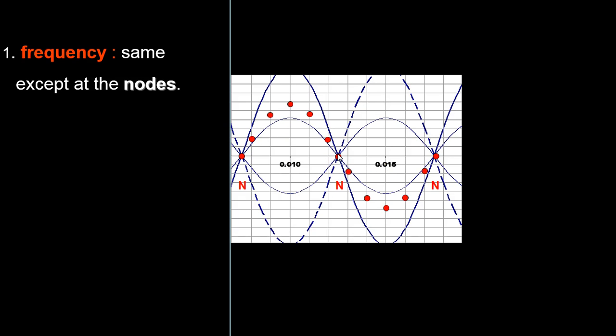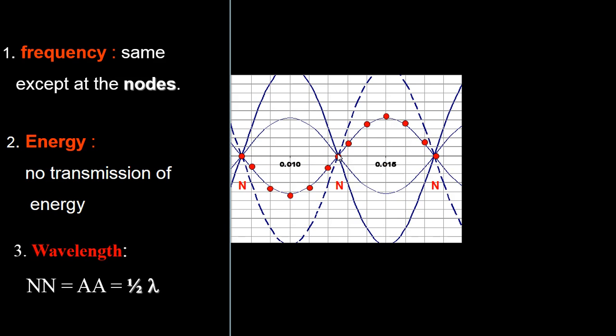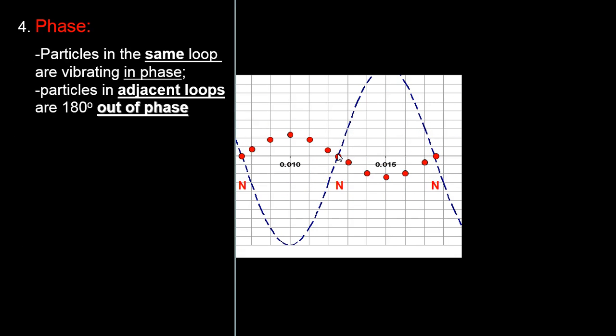Okay, next characteristic, so this is F. E. E stands for energy. There's no transmission of energy. Because the wave is not moving forward, neither is it moving backward. So the energy is just trapped within the wave. So it's inside there. Okay, but it's not moving forward. So there's no transmission of energy. Next characteristic, this is something that we saw just now. Wavelength. The wavelength will be exactly the distance between 2 successive nodes or 2 successive antinodes.